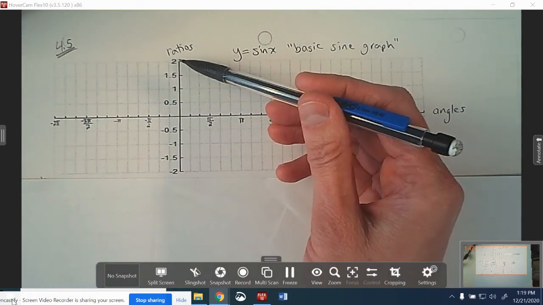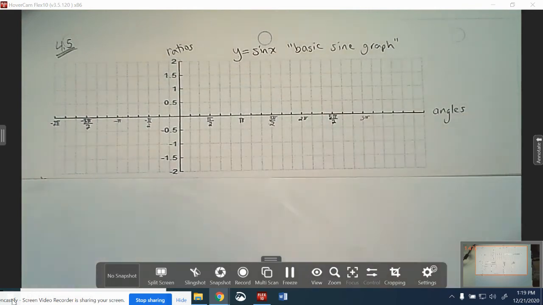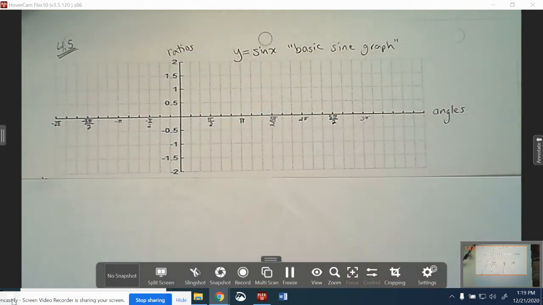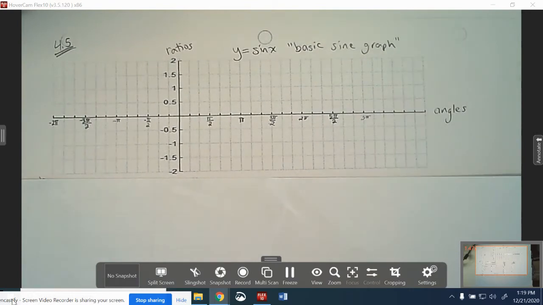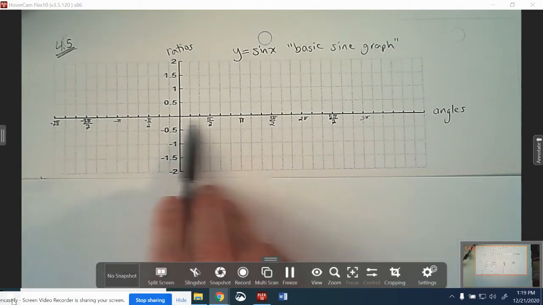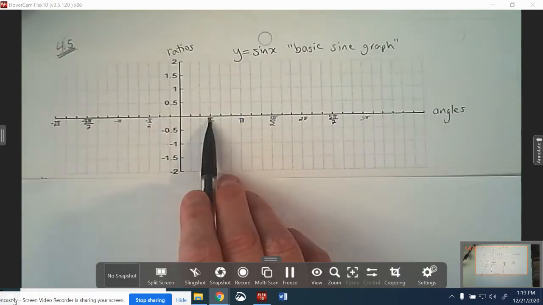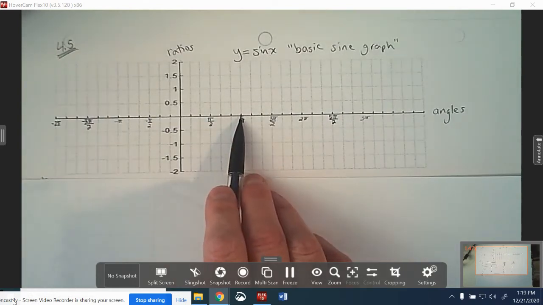So notice that we only go up to 2 and down to -2. As it turns out, we won't even need that much on the y-axis. We're not even going to go all the way up to 2 or down to -2, as you'll see as we get the graph going. Before we start plotting any points, let's take another look at the x-axis, and let's talk about each of these tick marks. Okay, you can see that this is labeled as pi over 2 and this is labeled as pi.